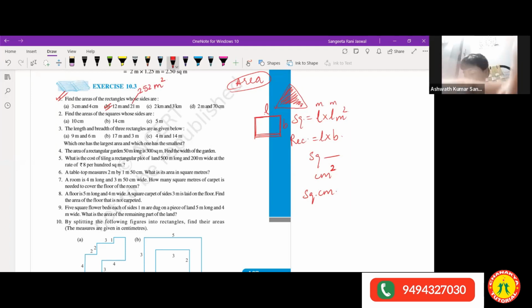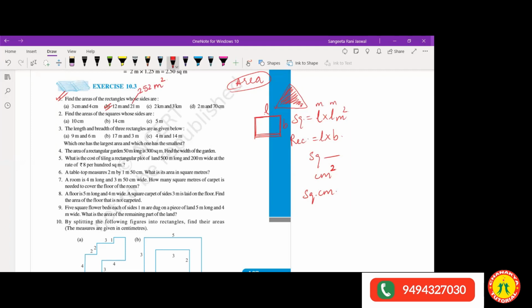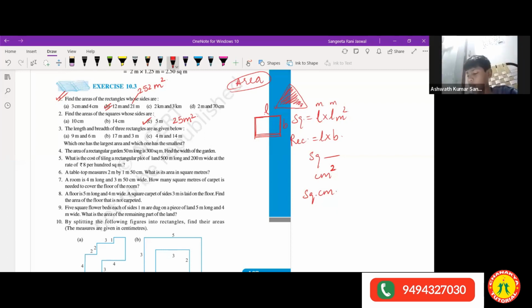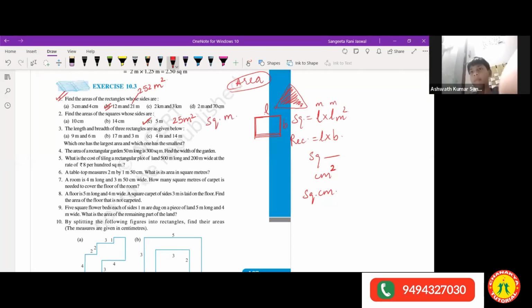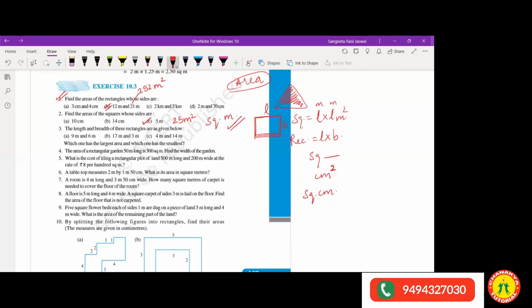Okay. Find the area of the squares whose sides are given. Please find the area of a square whose side is 5 meters. It's 25 square meters. This is the difference: please write it as meter square. If in case you are not writing square, you will lose marks in your exam. Can we write square meter like that? Yes, like this you are saying square meter. Yes, this is also correct. Like this also you can write.